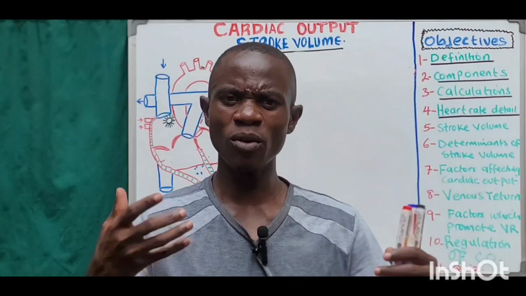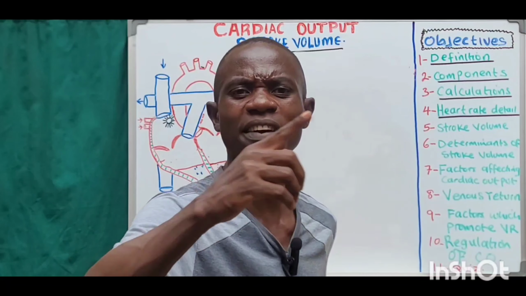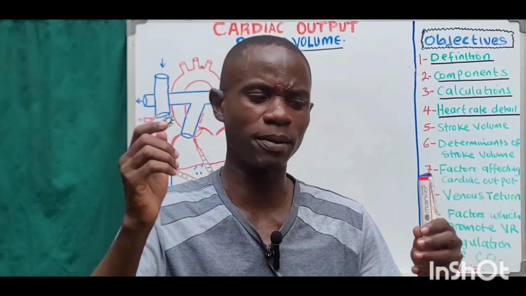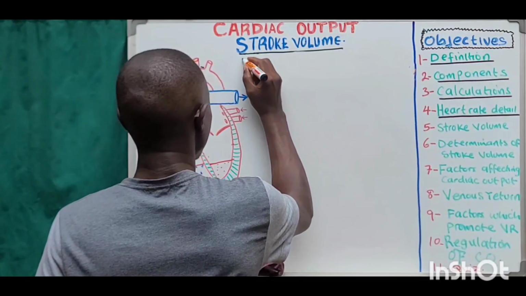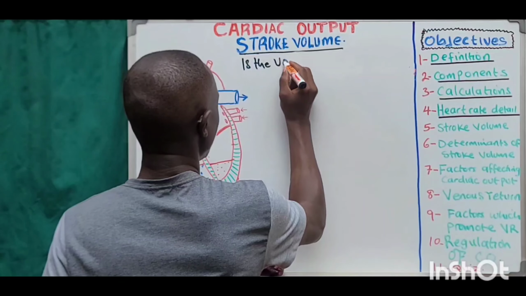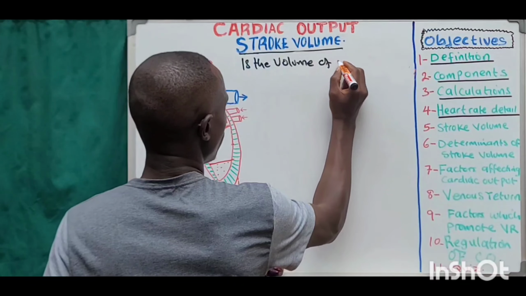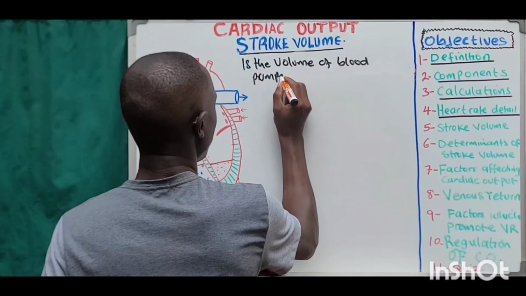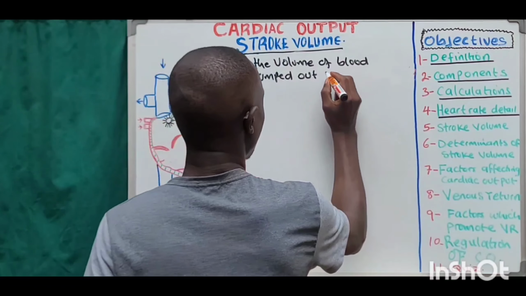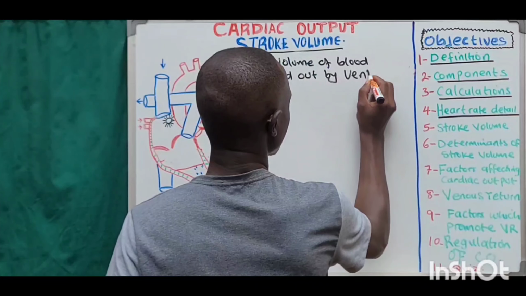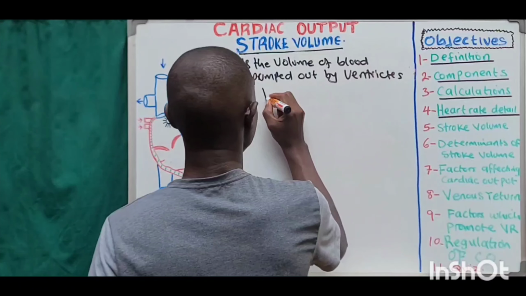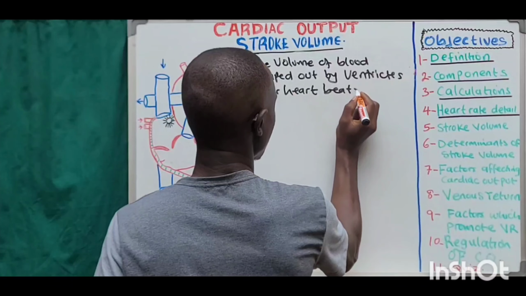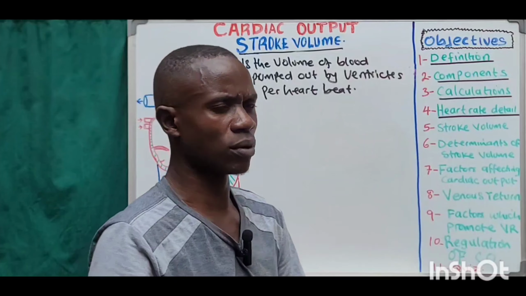Stroke volume is the volume of the blood pumped out by the ventricles every single beat. Okay, so now stroke volume is the volume of blood pumped by ventricles per heartbeat.